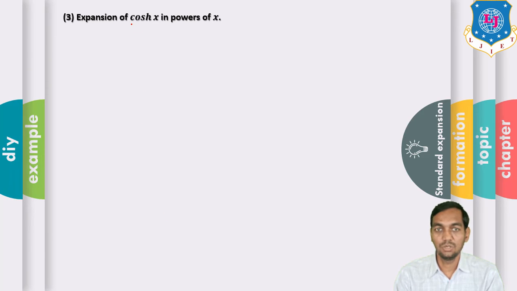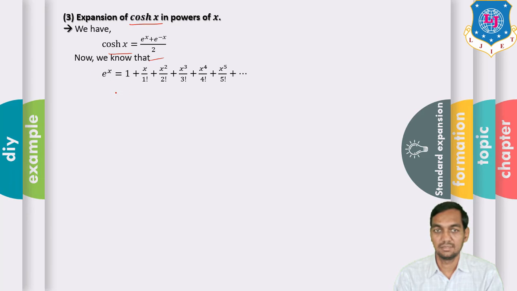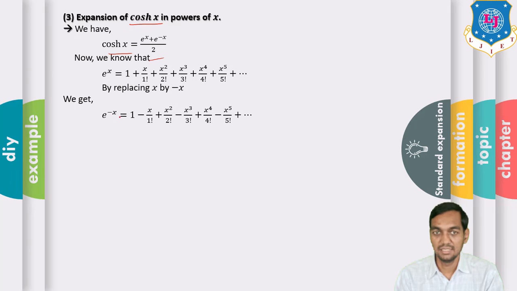Now, the expansion of cos hyperbolic. So we have cos hyperbolic x is e raised to x plus e raised to minus x divided by 2. Correct? So we have the series of e raised to x: 1 plus x by 1 factorial, x square by 2 factorial, x cube by 3 factorial, x raised to 4 by 4 factorial, x raised to 5 by 5 factorial, and so on. Replacing x by minus x in this series, that will give e raised to minus x is 1 minus x by 1 factorial plus x square by 2 factorial minus x cube by 3 factorial plus x raised to 4 by 4 factorial minus x raised to 5 by 5 factorial plus dot dot dot.